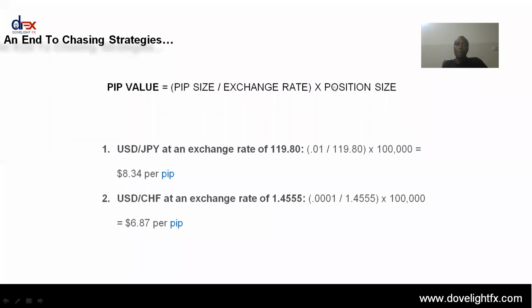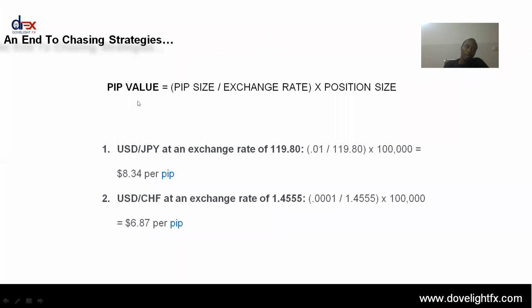Now we've understood our pip. We know that the exchange rate is the value. The exchange rate is simply the rate between two currencies. Let's use naira and dollar. I have naira, you have dollar. You want to change your dollar to naira, so you need to know the exchange rate. I tell you that $1 is equal to 500 naira. So the exchange rate from $1 to naira is 500 naira.